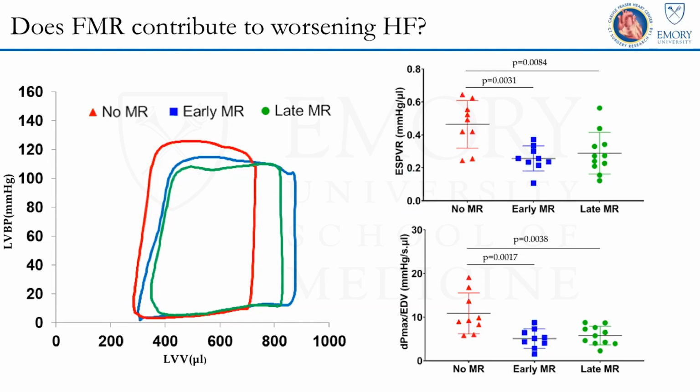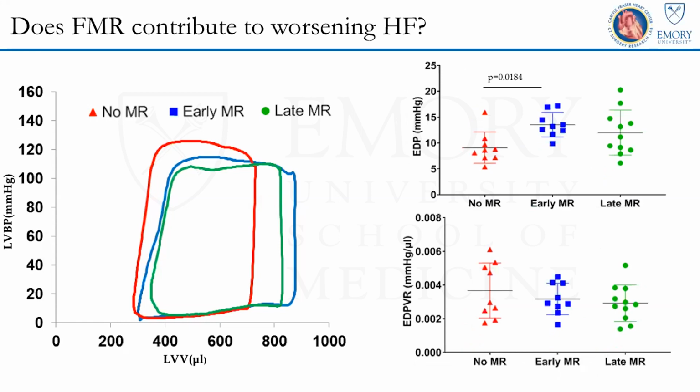There was a significant reduction at 20 weeks in the end systolic pressure volume relationship in both the MR groups compared to the no MR group. And when we used an index, dP/dt max normalized to the preload, we do see that there is a significant reduction in the contractility in the MR groups compared to the infarction-only group at the 20-week time point.